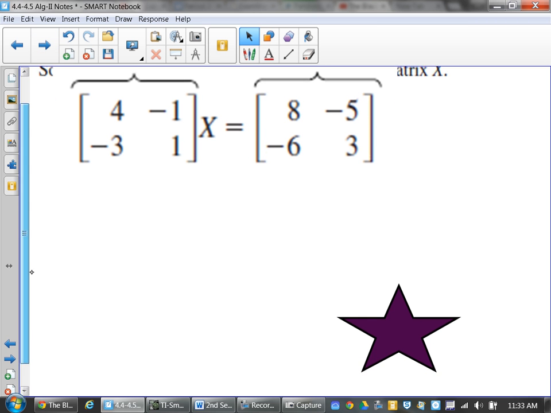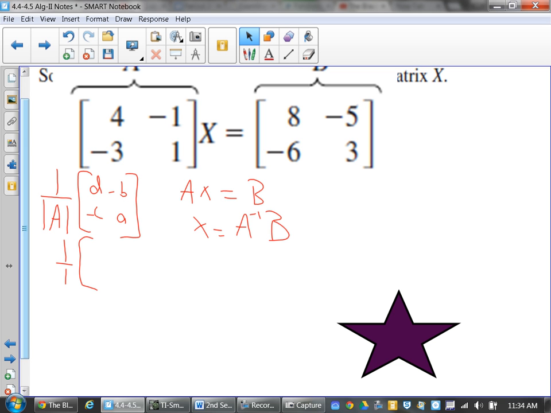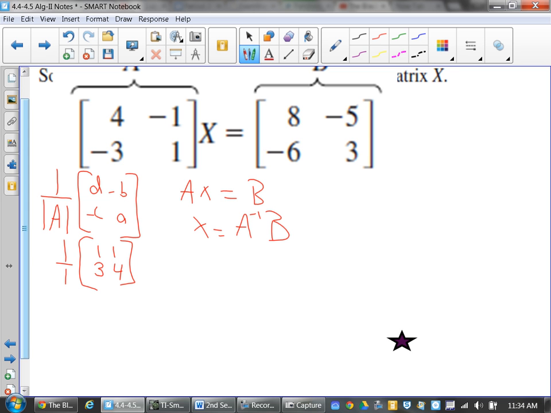If you do it the hard way of writing it out, I know that x is going to equal the inverse of matrix A times matrix B. So I would take 1 over the determinant times exchange-o, change-o. The determinant is going to be 4 minus 3, so the determinant is 1. So it's 1 over 1 times exchange-o, change-o. What's the inverse of A? 1, 1, 3, 4. So this unknown matrix can equal 1, 1, 3, 4 times 8, -5, -6, and 3.